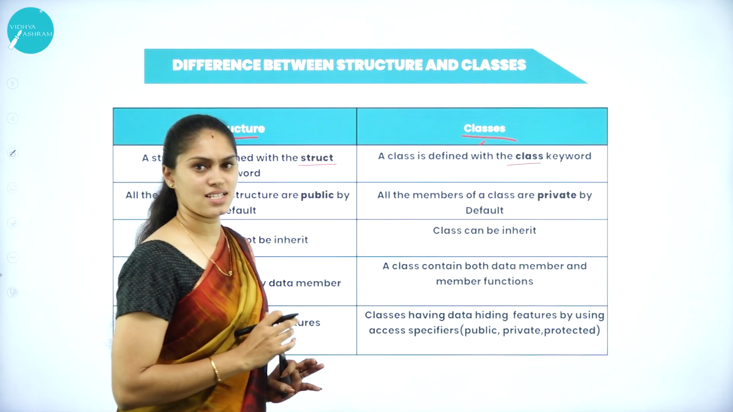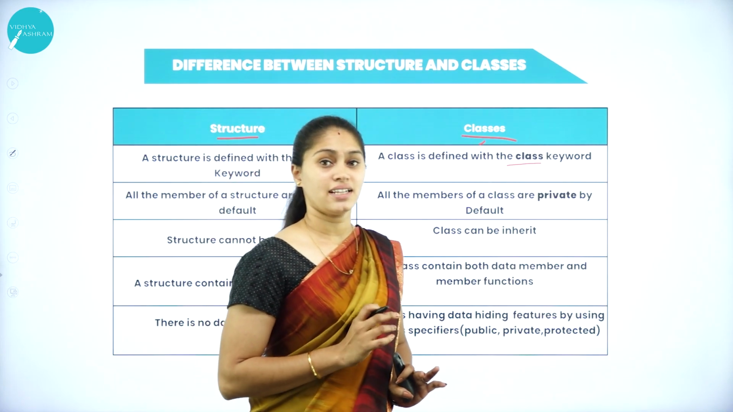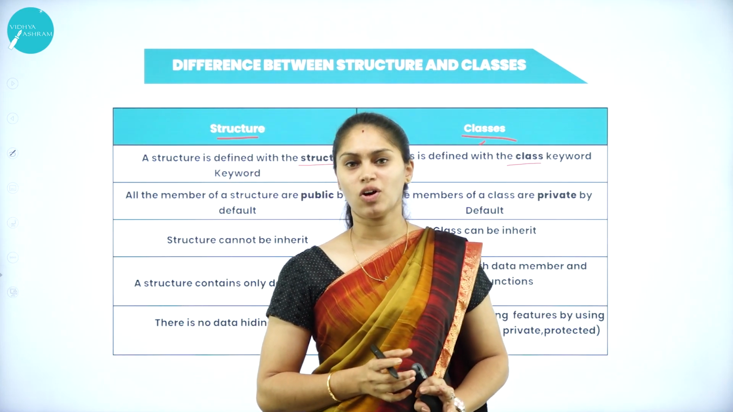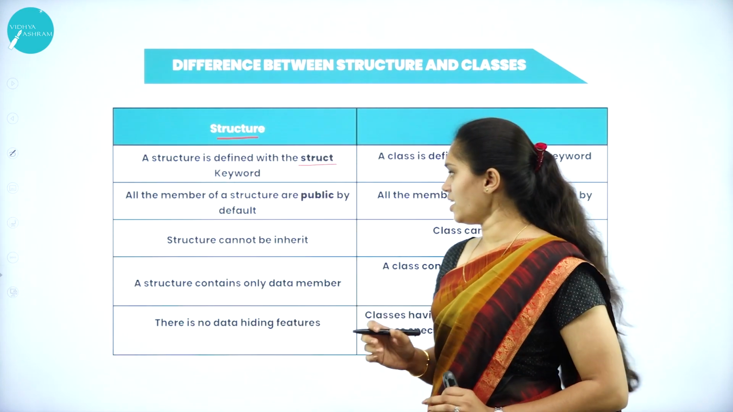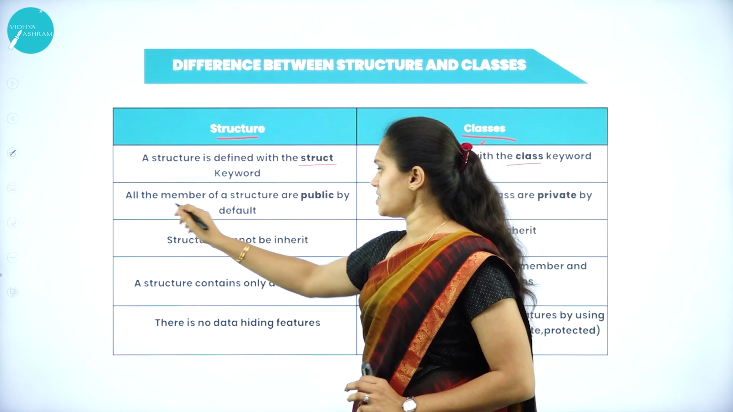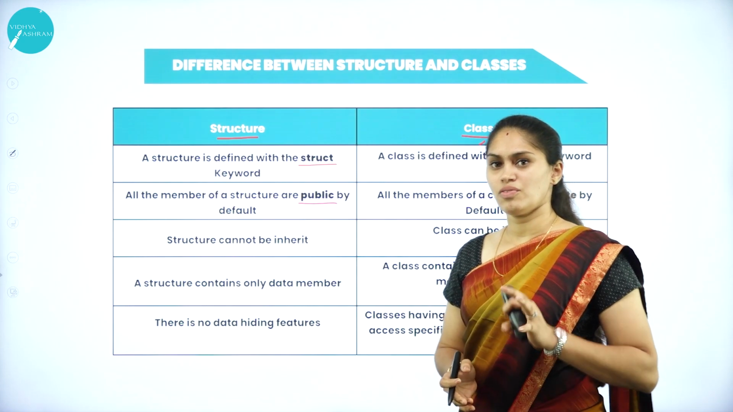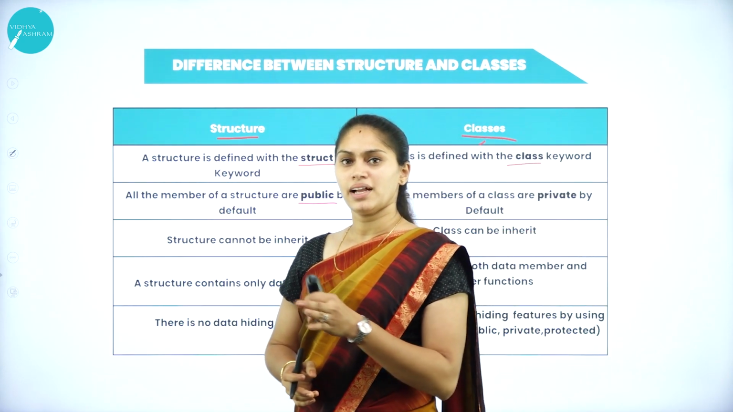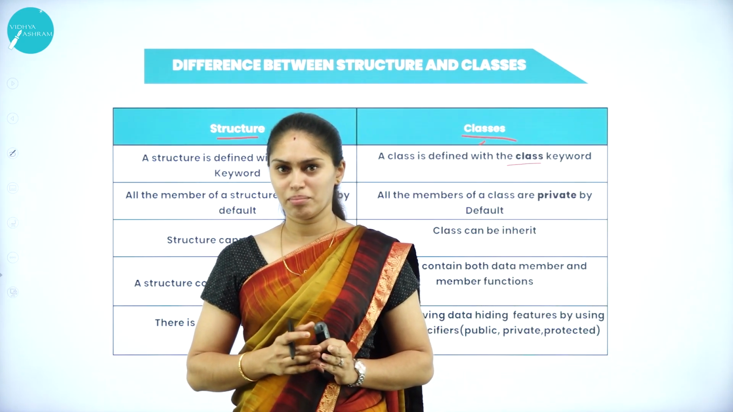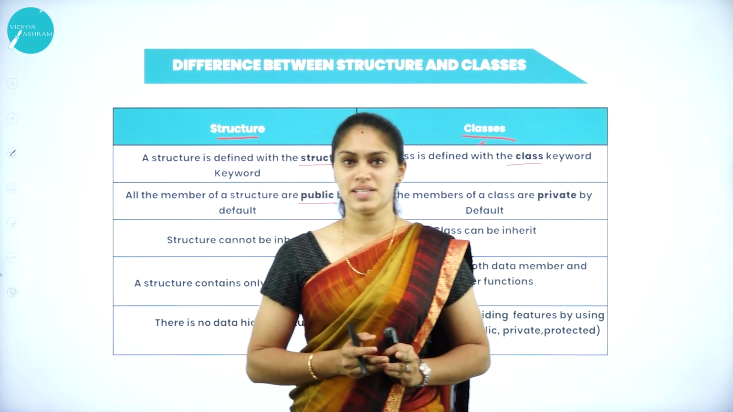Okay, a class is defined with the keyword class and a structure is defined with the keyword struct. Okay, what is the next difference? All the members of a structure are public by default. So we have private, public and protected. Based on our requirement, we can choose the access specifier.